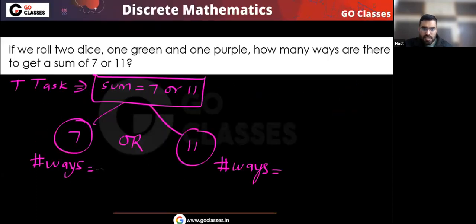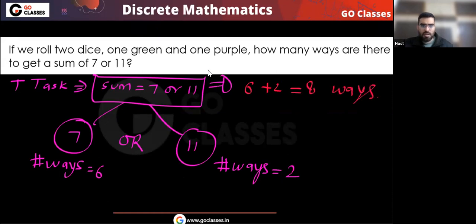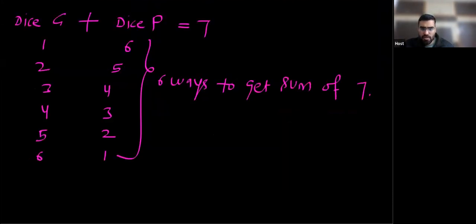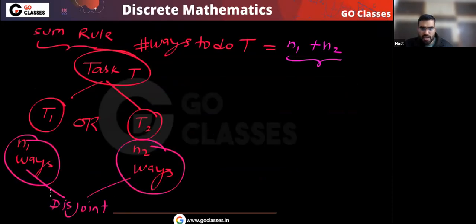So here the number of ways is 6, here the number of ways is 2, and the final answer will be 6 plus 2, that is 8 ways. Correct? Yes or no? So this is your summation rule. This is a very basic rule, and this is what you need to take care of. Again, I am telling you, this is the first thing you need to take care of today.